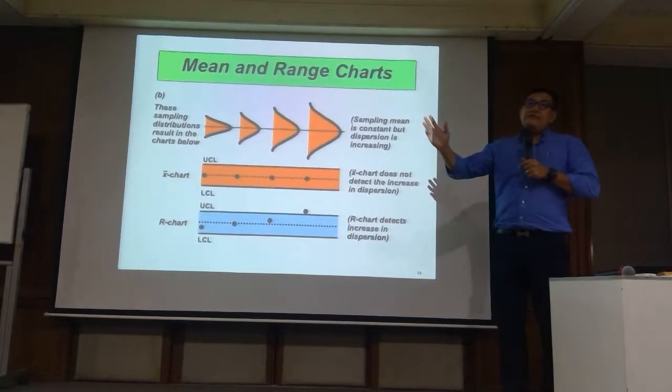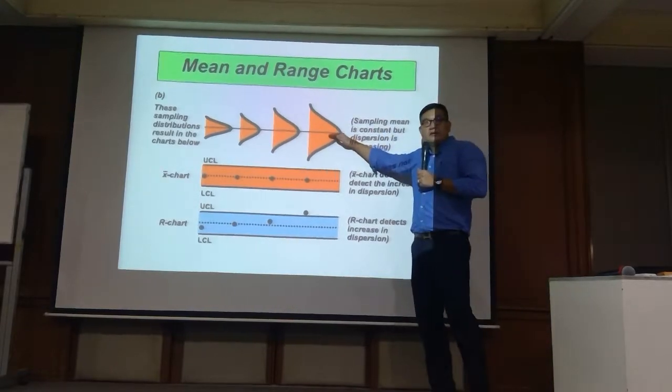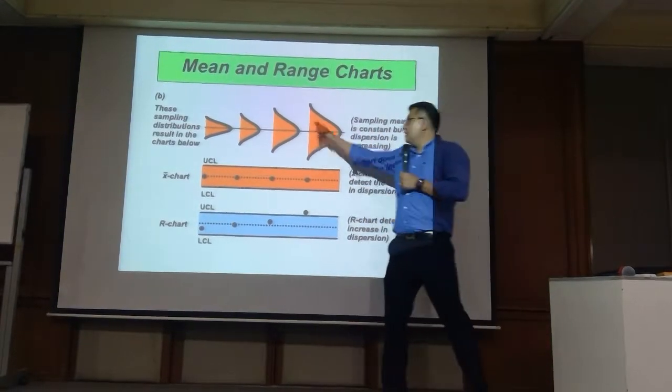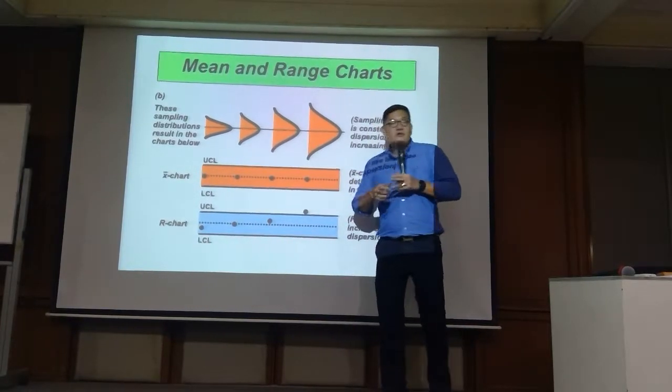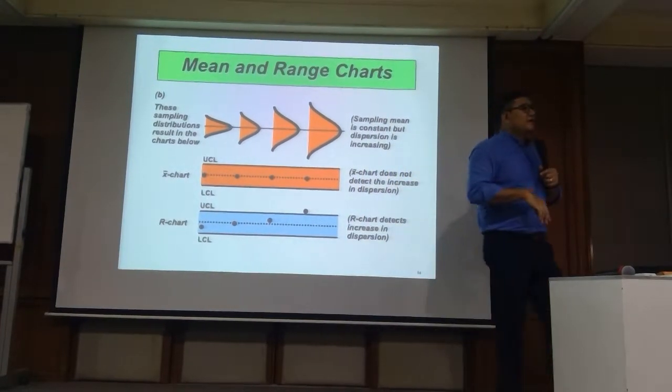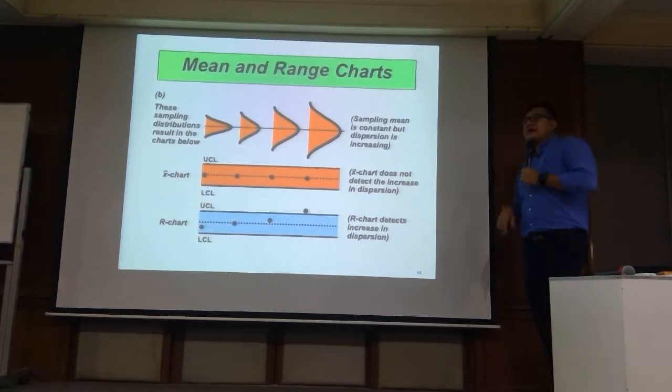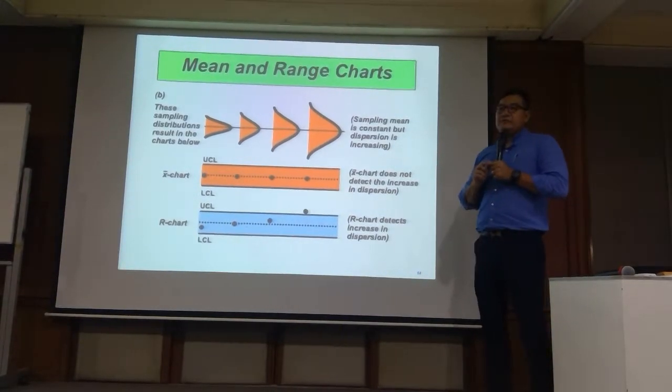we need to apply both X bar and R chart together because the X bar chart measures the mean. The second one, the R chart, measures the dispersion. We need to apply them together. And we will conclude that the process is in control when both the R chart and the X bar chart are in control. Okay.